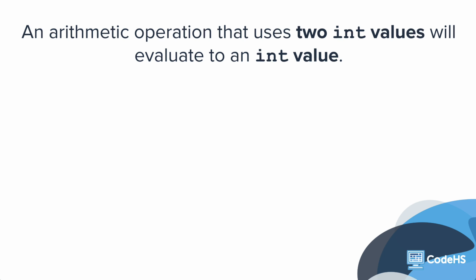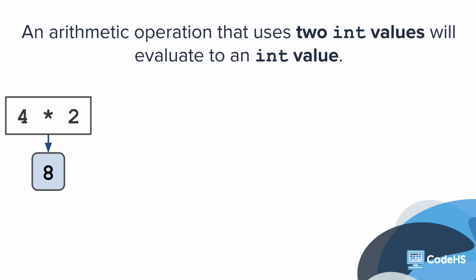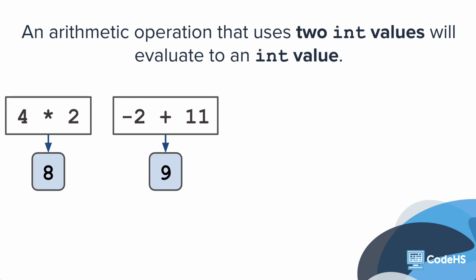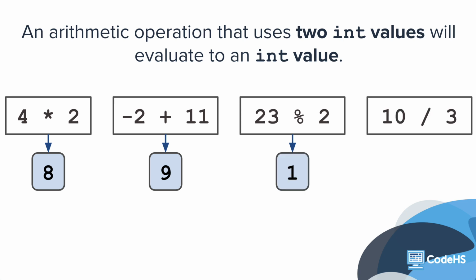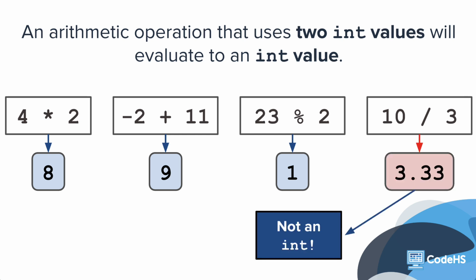An arithmetic operation that uses two int values will evaluate to an int value. On the surface, this makes sense. For example, 4 times 2 evaluates to 8, which is an int, negative 2 plus 11 evaluates to 9, which is an int, and 23 mod 2 evaluates to 1, which is an int. But when getting to division, things can get tricky. 10 divided by 3 evaluates to 3.3 repeating, which is definitely not an int. So if two int values will evaluate to an int value, how would the computer evaluate this expression?